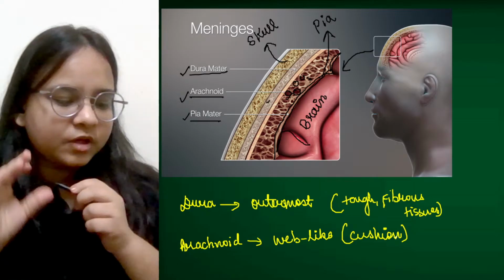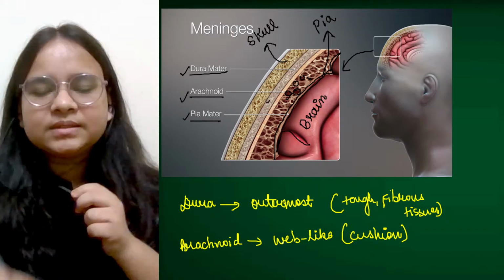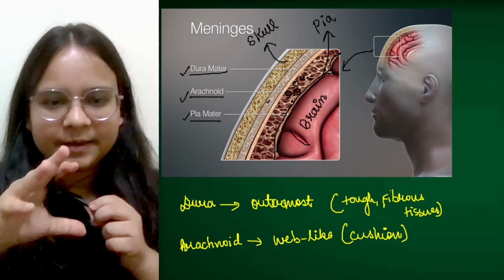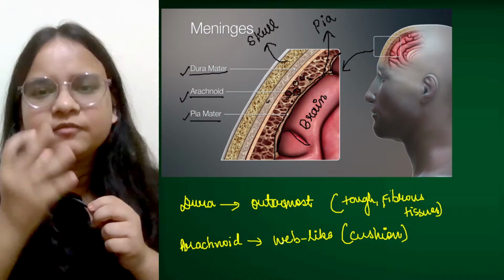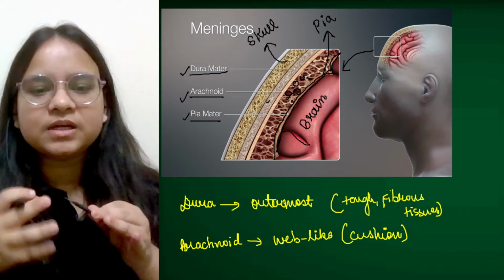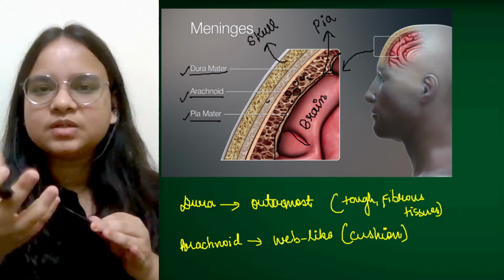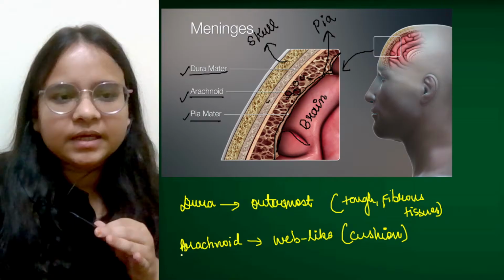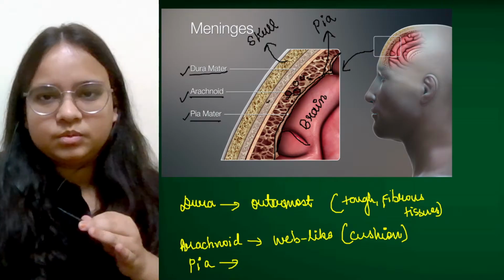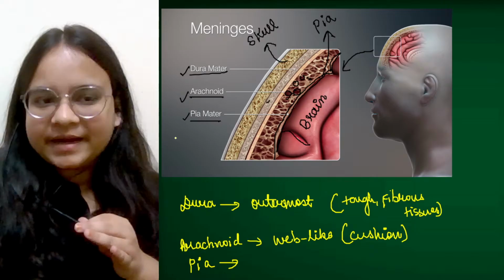So for that, what has been done? There is a middle layer which we call the arachnoid, and it is cushion-like. It has a web-like appearance. Web-like means it has networks, like a net. It is a cushion-like thing. Then the last layer, which is in contact with the brain tissue, I'm just writing it here.